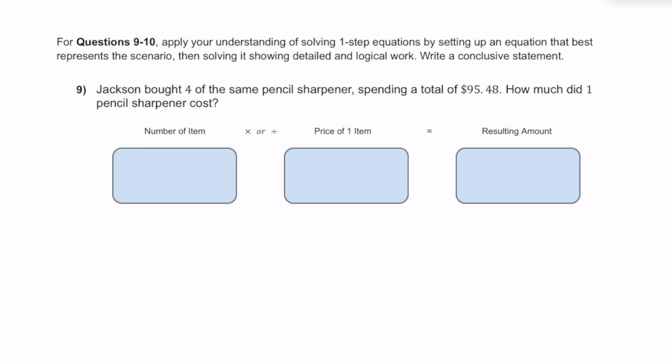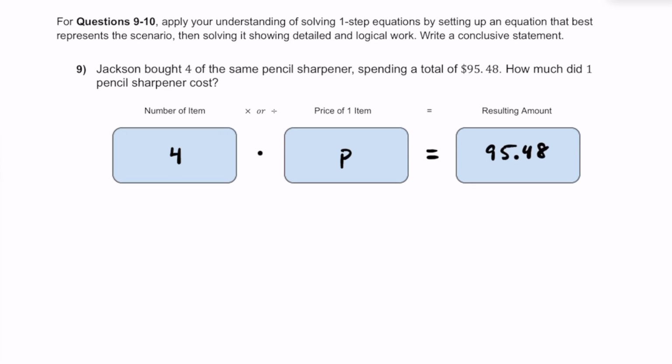All right, so Jackson bought 4 of the same pencil sharpener, spending a total of $95.48. How much did one pencil sharpener cost? Well, we have the number of items. It looks like Jackson's buying 4 of these, multiplied by, because we're buying 4 of the same thing, the price of one item. We actually don't know what that is, so I'm going to use P to represent the price of one item. And this is going to be equal to, well, if he buys 4 of the same item, how much is that going to cost? Well, we know the total here is $95.48.